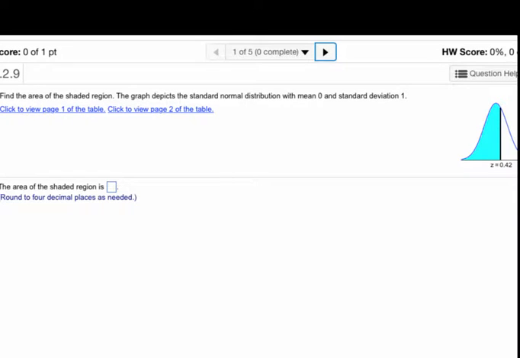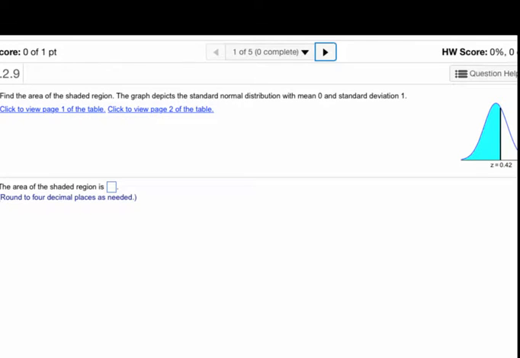When finding the area based on a standard normal curve, we have several options. First off, we may use a reference table. When using a reference table, you do need two pieces of information. First off, we need to consider if our z-score is positive or negative. In this case, 0.42 is positive. Positive z-scores are typically on page 2 of the table, with negative z-scores on page 1.